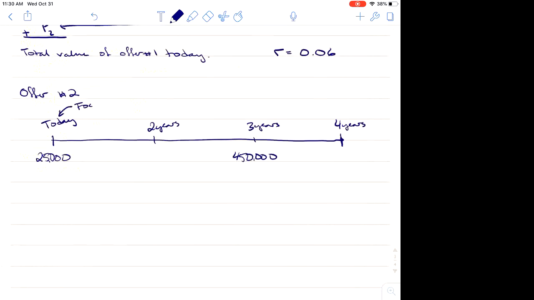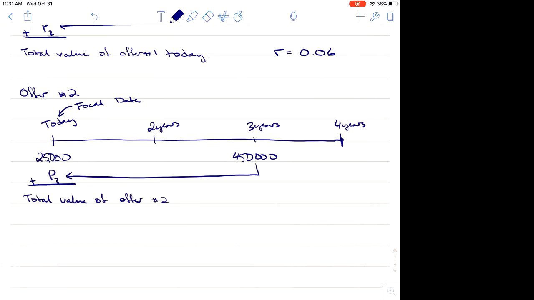Today is still the focal date. You have to compare the values on the same date. So pulling this 450,000 back to some P3, adding these up is the total value of offer number 2 today. Simple interest, we put time on this arrow. The time is 3 years between today and 3 years from now. And for good measure, I'll put R as 0.06 on here again. It's the same for both of these.